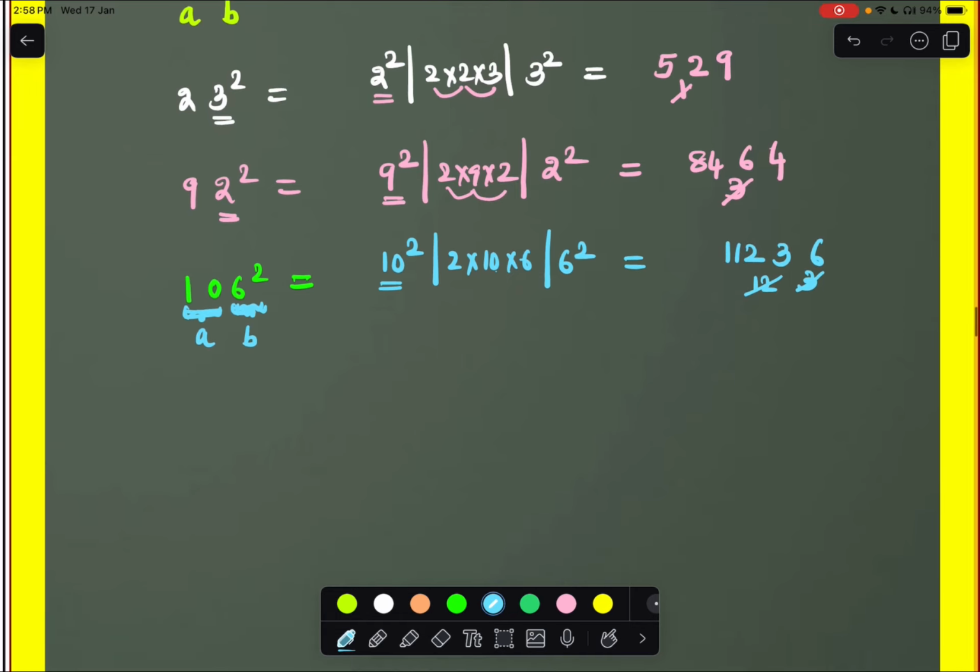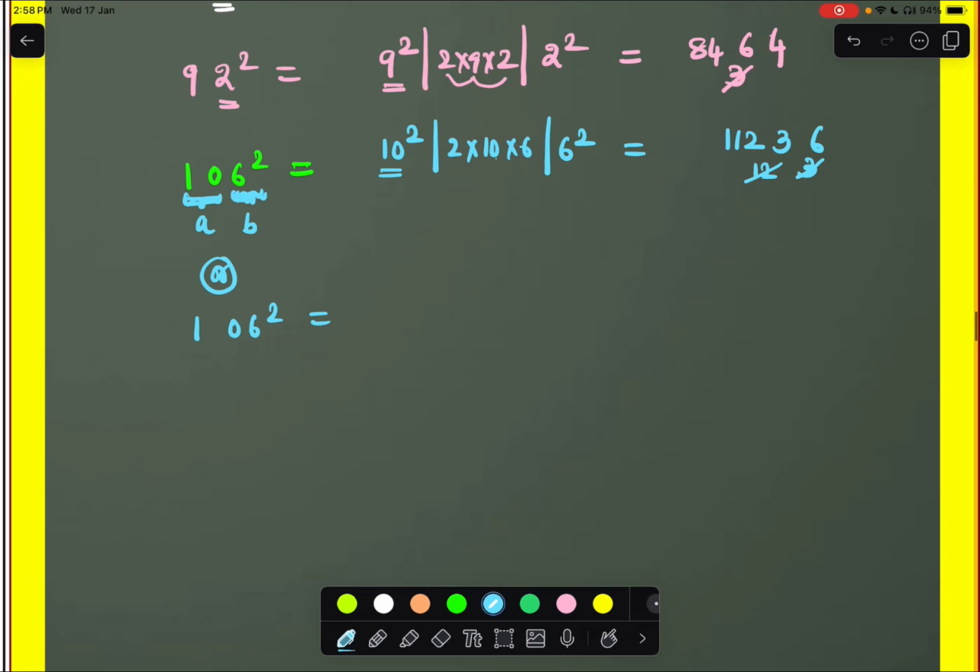And 106 whole square equal to how much? We'll get 11,236. You can also take it like this. I'm taking 106 square here. So here I'm taking b as a 2-digit number and a as a single digit number. I can write b square value 06 square, and 2ab value 2 into 1 into 06, and a square value 1 square.